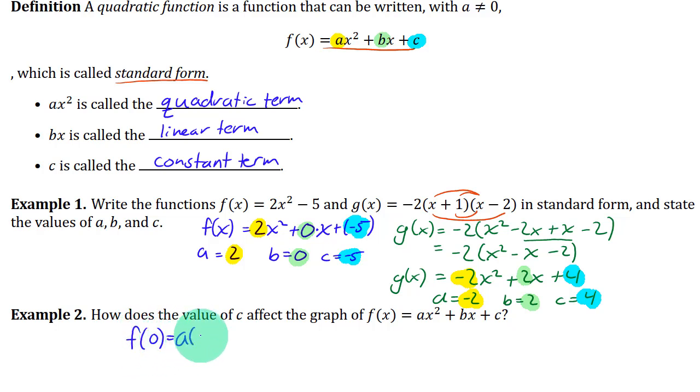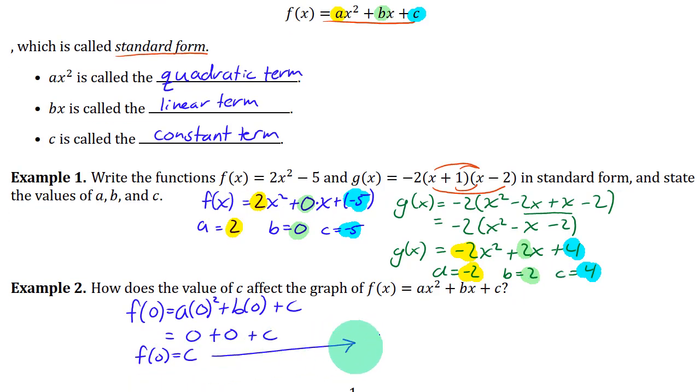Because I'll write this all out here. a times 0 squared plus b times 0 plus c gives you 0 plus 0 plus c. So f of 0 is just c. And how does that show up on the graph? That is the y-intercept.